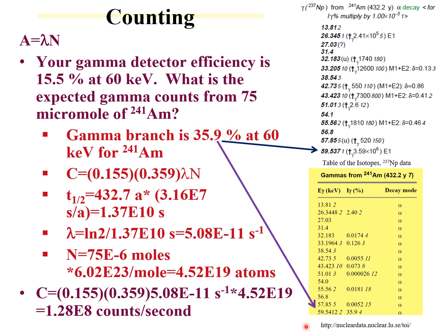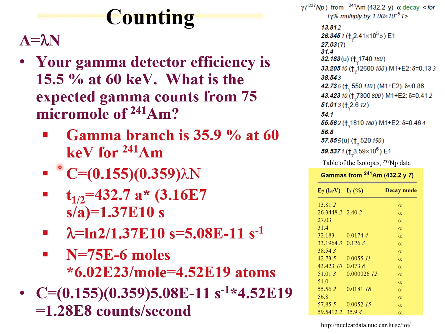Unlike the Table of the Isotopes data, the gamma branching values from the Lund University website are already normalized, so the value here is 35.9, which is the same value from the Table of the Isotopes. So I need to take my detector efficiency, which in this example is measured to be 15.5%, and multiply it by the gamma branching. In other words, for every time americium decays, 35.9% of the time this photon appears. When that photon appears, I only see it in the detector 15.5% of the time. Then I use my lambda N. That's equal to my counts.